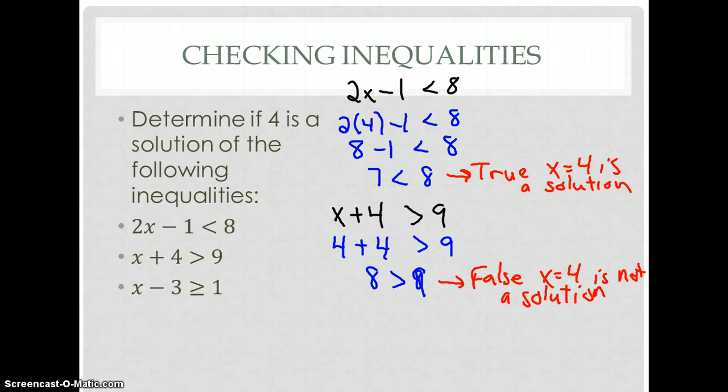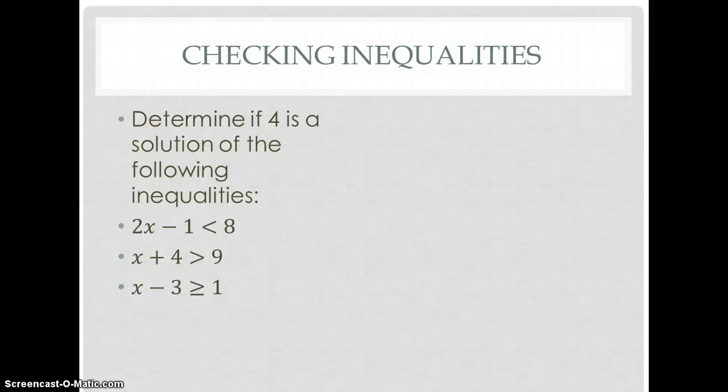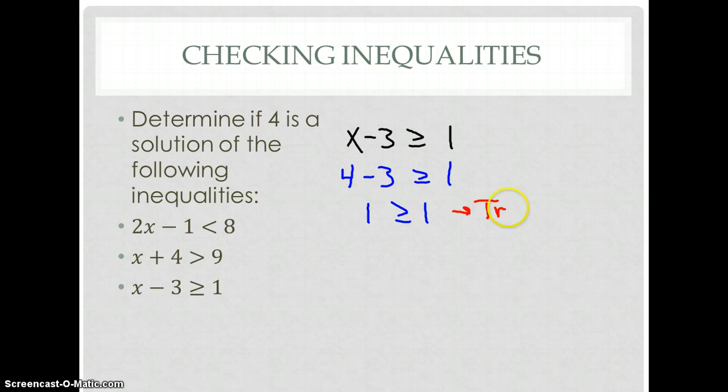Okay. And this last one here, actually I'm going to go ahead and erase these ones. x minus 3 greater than or equal to 1. Again, we're going to substitute 4 in. 4 minus 3 is greater than or equal to 1. Well, what is 4 minus 3? That's 1. Greater than or equal to 1. Is 1 greater than or equal to 1? Absolutely it is. It is equal to. So this is true. So that means x equals 4 is a solution.